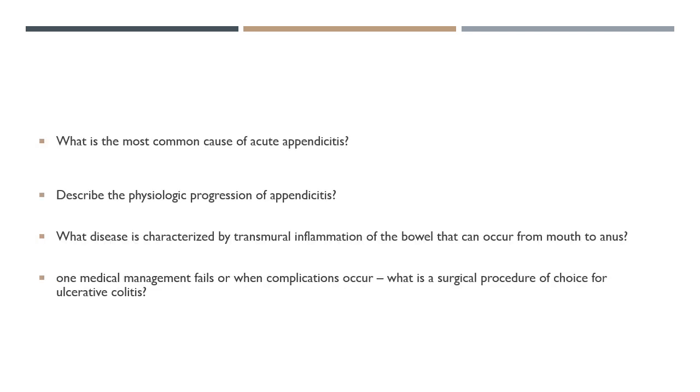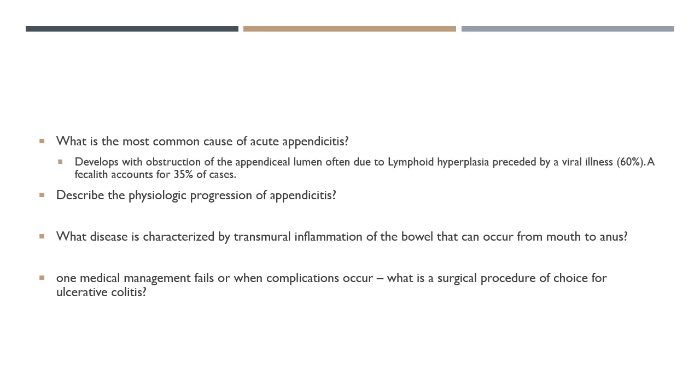All right, so what is the most common cause of acute appendicitis? Typically due to obstruction of the appendiceal lumen, often due to lymphoid hyperplasia preceded by a viral illness. So essentially a viral illness leads to hyperplasia of the lymphoid tissue there. That'll lead to obstruction. Obstruction leads to fluid buildup, which leads to infection, that whole circle of life type thing. Also, the second most common cause is going to be a fecalith. Fecalith accounts for 35%. 60% is going to be due to lymphoid hyperplasia, most commonly due to viral illness.